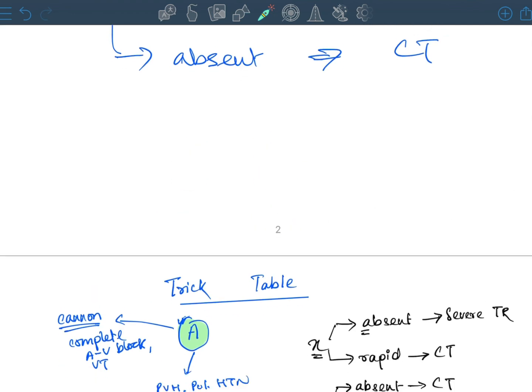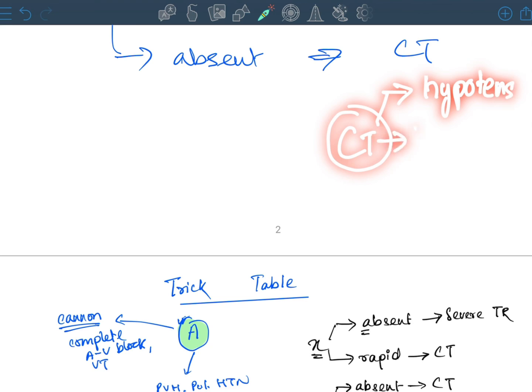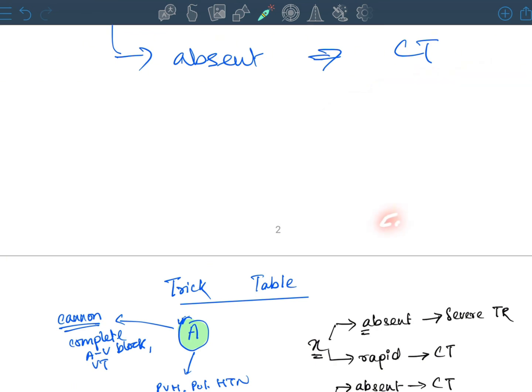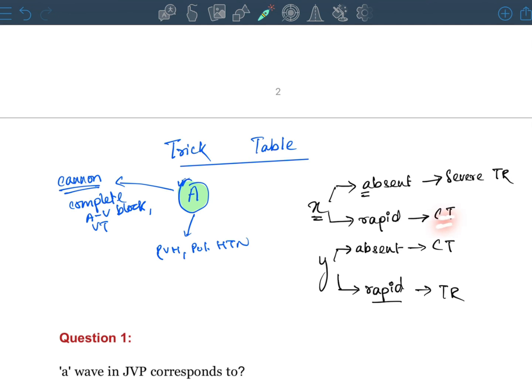Let me tell you one more thing. CT has common features. The common features of cardiac tamponade are hypotension; the patient will present with hypotension. Heart sounds will be muffled, and generalized weakness, chest pain, like this. These are the symptoms of cardiac tamponade. Mainly the patient will present with hypotension, and the heart sounds will be muffled and or weak.